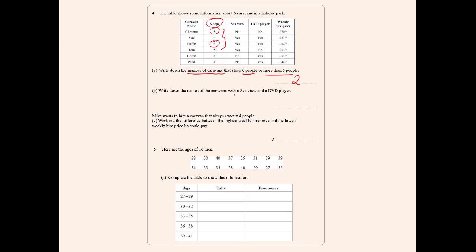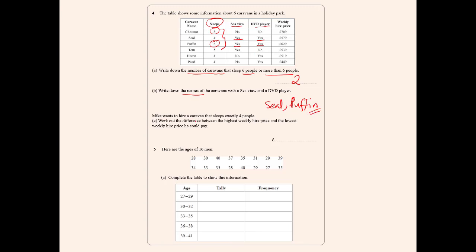Write down the names of the caravans with the C view and DVD player. Now this time is asking for the names. So let's have a look at the C view and the DVD player. So this one's no C view, so ignore that one. Seal has a C view and also has a DVD player. So the first one is going to be Seal. And the next one, Puffin has a C view and DVD player. So Puffin. And the rest of them, we don't have both included, so therefore these are the 2 answers.